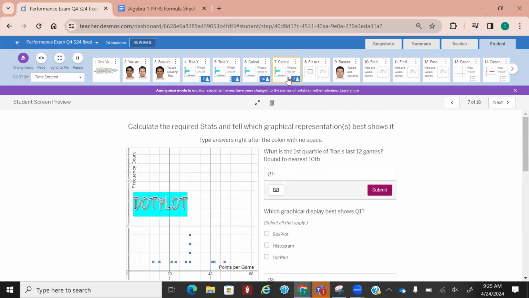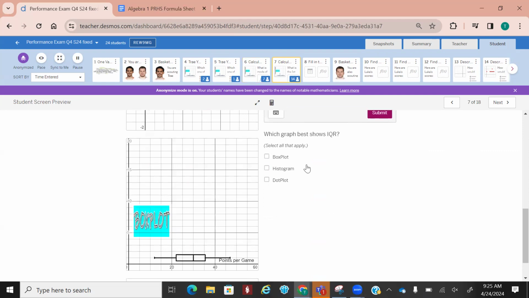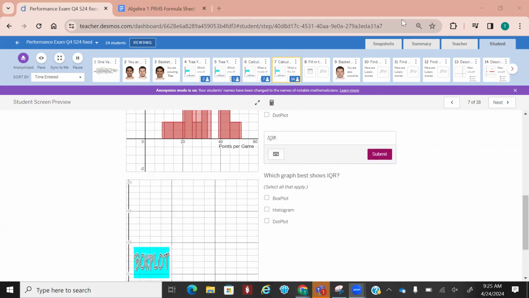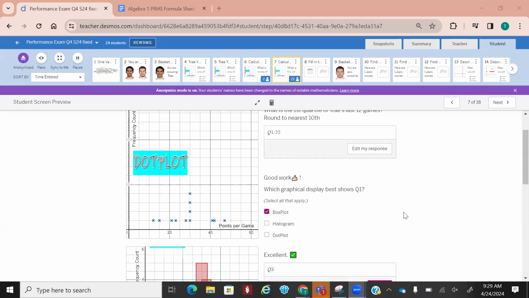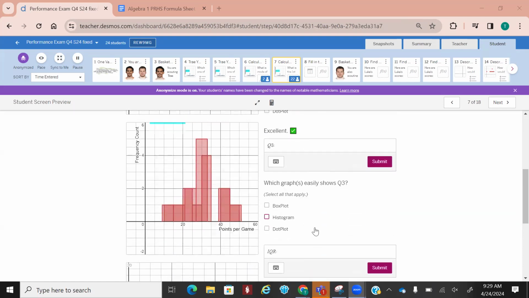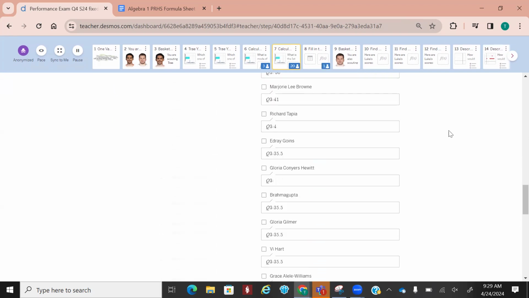Okay, go ahead and move to slide 7. Go ahead and try to find the Q1, Q3, and tell me which one is the best representation for that and the IQR. All right, so your Q1 should have been 22. Yes, no, maybe. Okay. Box plot's going to show that best. Box plot is also going to show Q3 the best. And what did y'all pick for Q3? I mean, I'll put 36, 35.5.